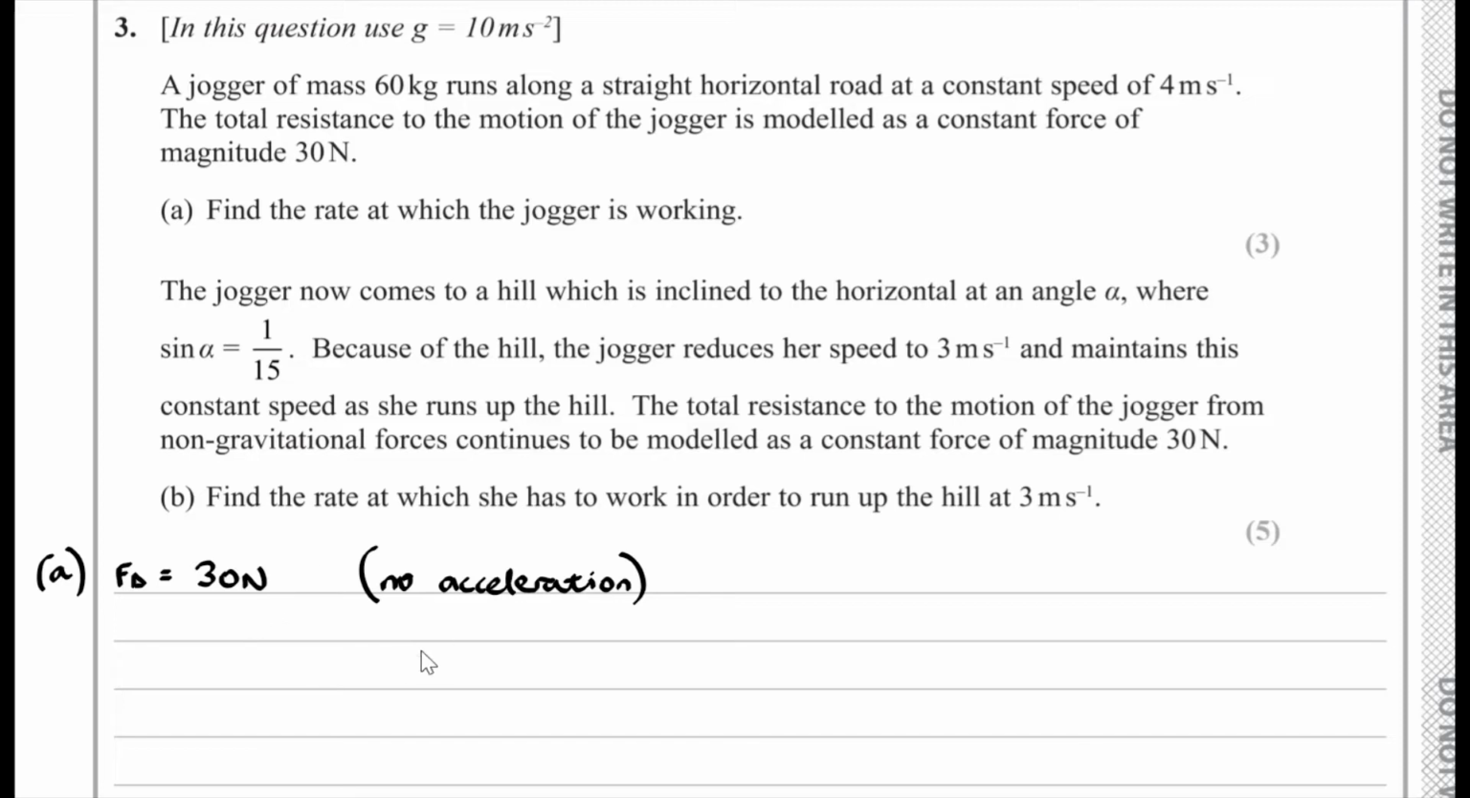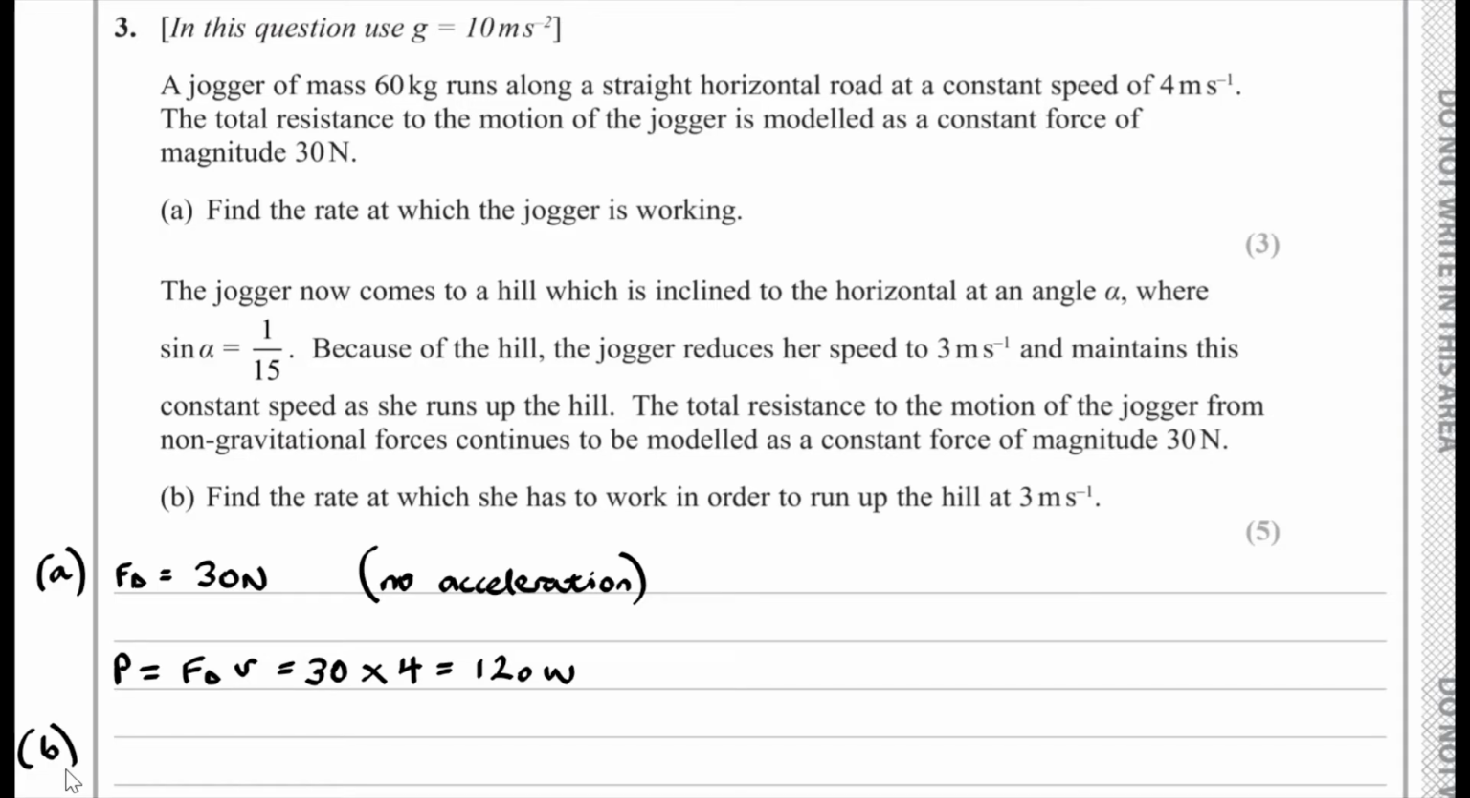And so therefore, to work out the power is equal to the driving force multiplied by the velocity. We've got this driving force 30, and we multiply this by the constant speed 4 meters per second. It turns out we get 120 watts. And now for part B.